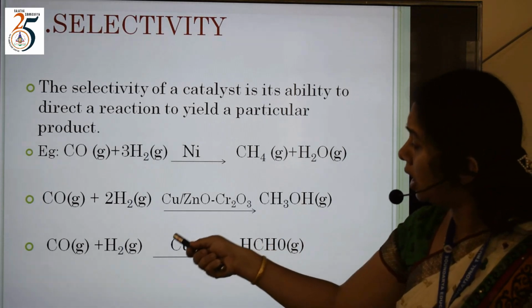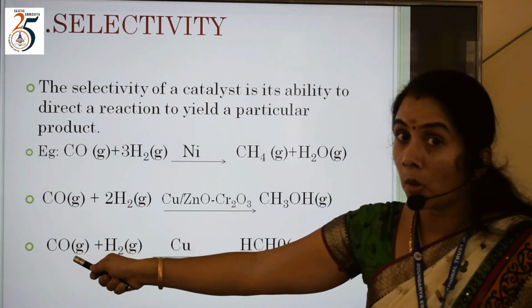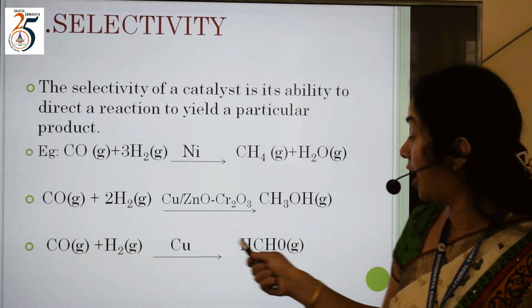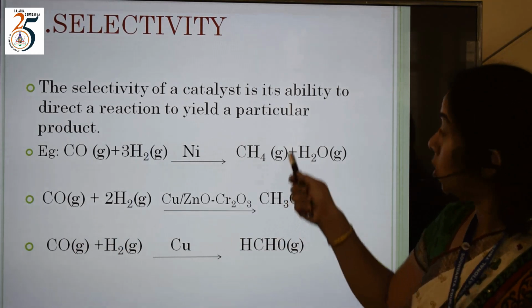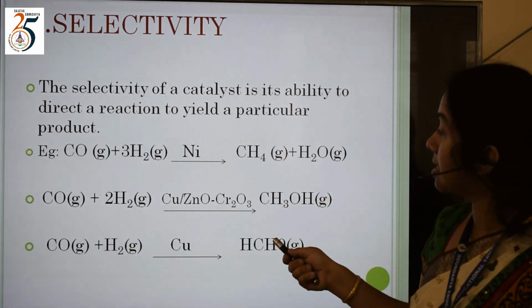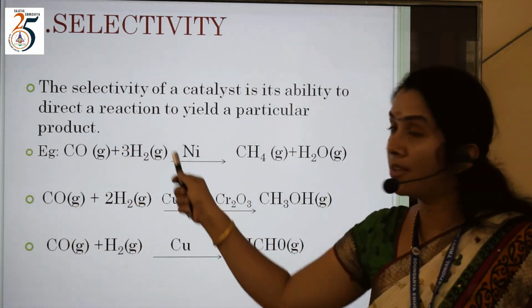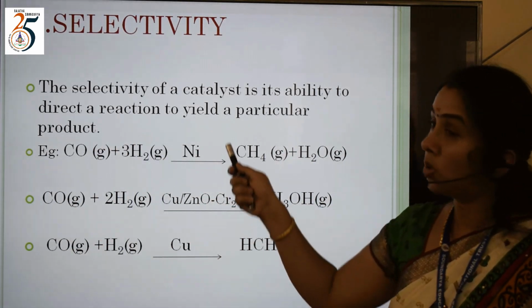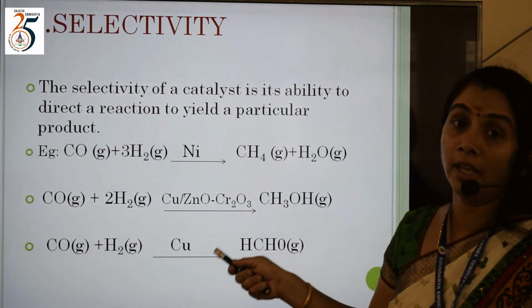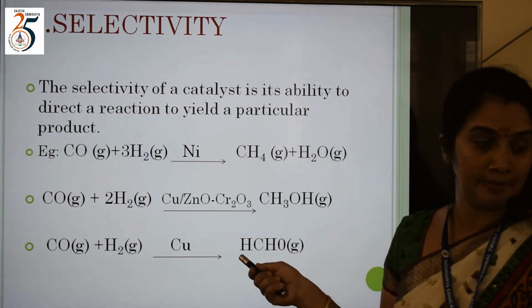Whereas, if you use only copper catalyst with the same reactants, carbon monoxide and hydrogen, we get aldehyde, not methanol. So, three different products are obtained from the same reactants with the same physical state when the catalyst is different. This is a particular example where you have to think about the selectivity of the catalyst.